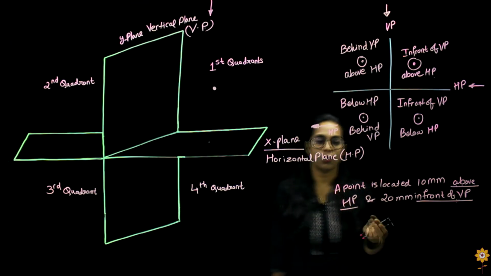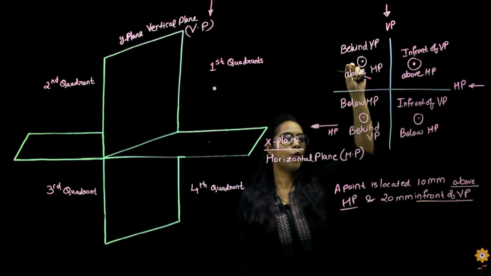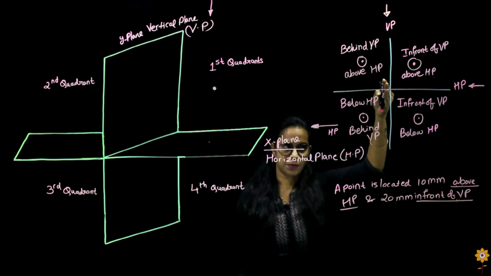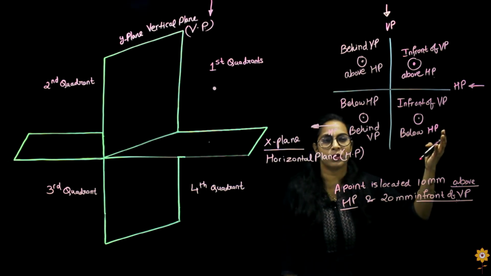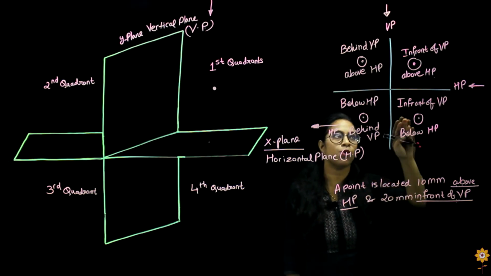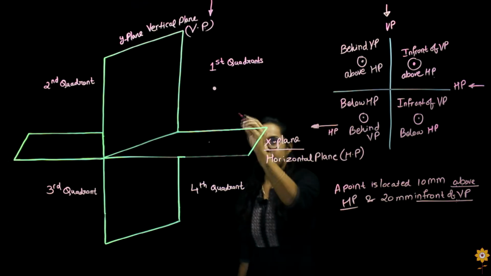Similarly, if I have to mention that the point is in second quadrant, what I would say is a point is behind VP and above HP. Similarly, if I have to mention a point which is in third quadrant, it should be below HP, behind VP, and for fourth quadrant it is in front of VP and below HP.